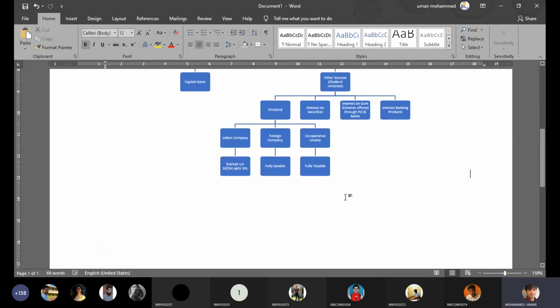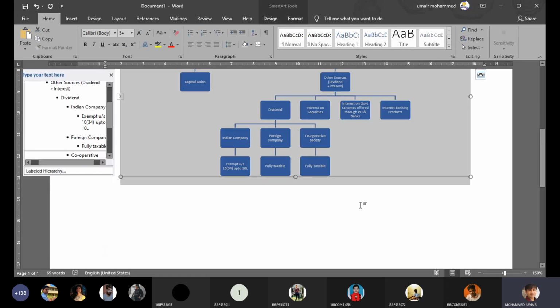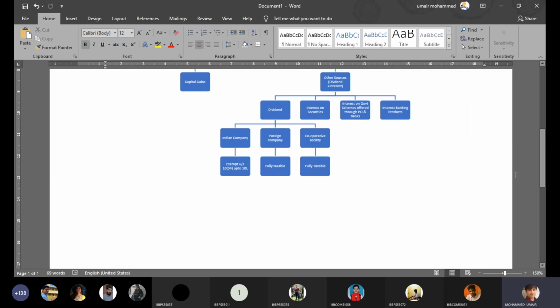So we have to discuss only the taxability of interest and dividend. As far as dividend is concerned, I'm sure you're clear now that dividend from an Indian company is tax exempted if the dividend is up to 10 lakhs. If it is above 10 lakhs, then it becomes taxable. Dividend from foreign company.